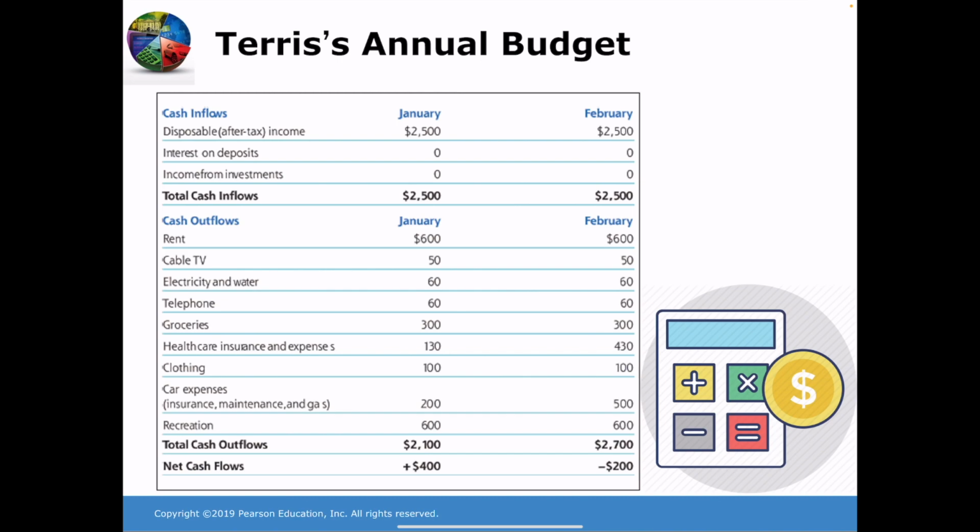If you take a look, this is Terrace's annual budget. You can see this is what he saw in January and February, and then he'll take this and create an annual budget from here. Okay, and you can take a look, there are some things that are different and a lot of the things are the same.